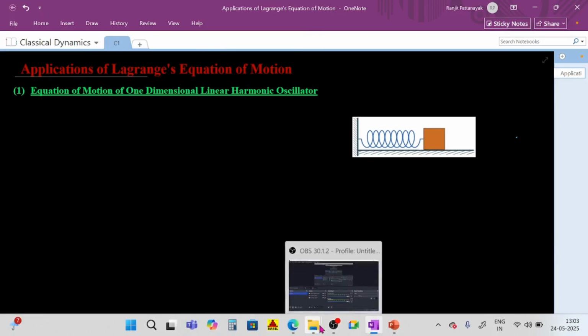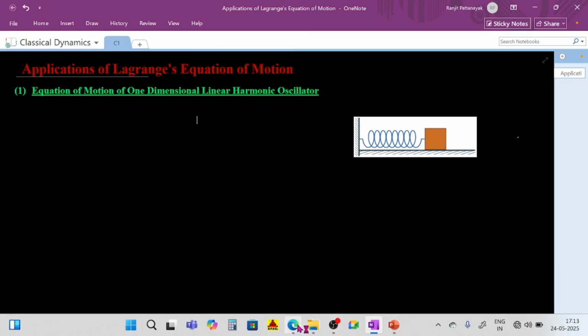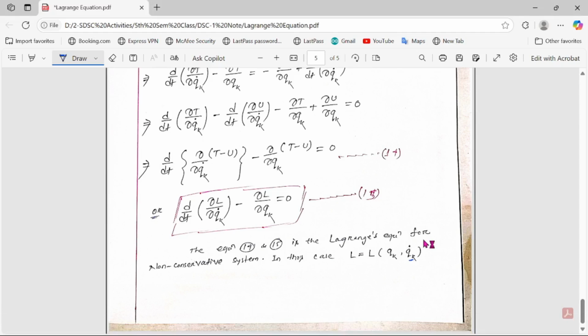So I suggest that all of you just remember this general equation number 15, that is d by dt of del L by del Qk dot minus del L by del Qk equal to 0, which is called the Lagrange equation, where Qk represents the generalized coordinates, Qk dot represents the generalized velocities of the system, and L represents the Lagrangian of the system, which is nothing but T minus U, where T is the kinetic energy and U is the potential energy.